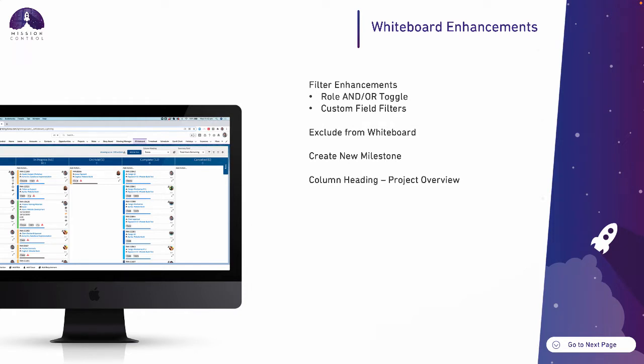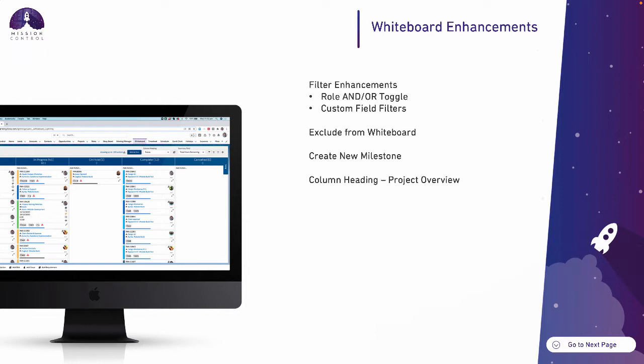And across the project, milestone, and action, we've added in fields that allow you to exclude those projects or milestones or actions from being visible on the whiteboard as well. So if you have certain internal projects that you don't necessarily want to be visible on the whiteboard, you can exclude the entire project or exclude individual actions. There's a feature on the whiteboard now where you can create a new milestone. So if you're working on a project and you need to add a new milestone, you don't have to go off anywhere else to do that. You can do that directly on the whiteboard.